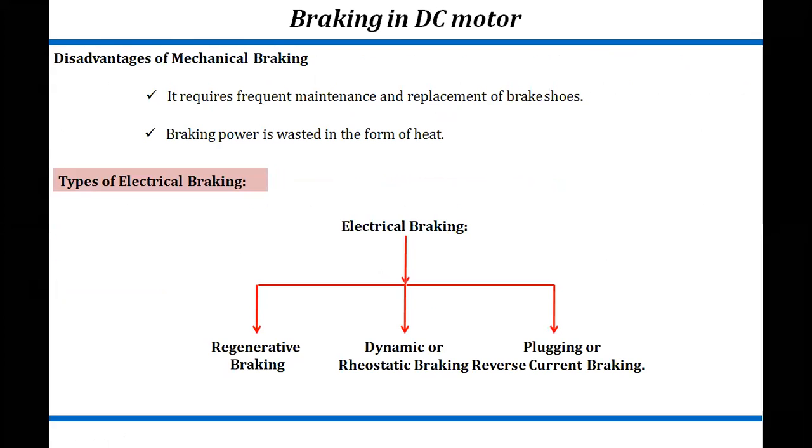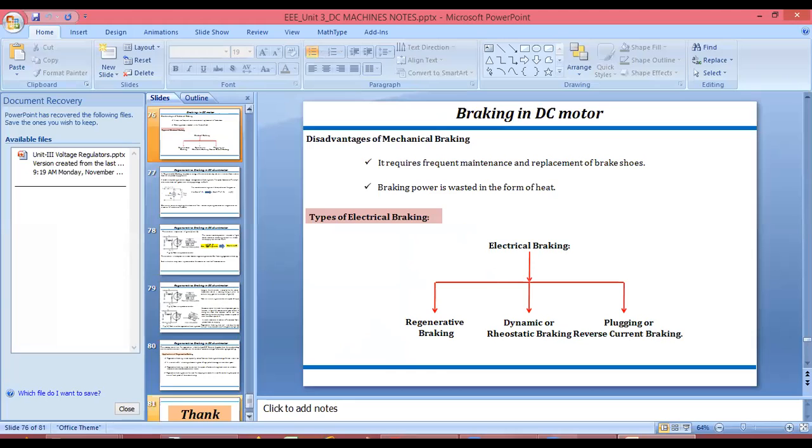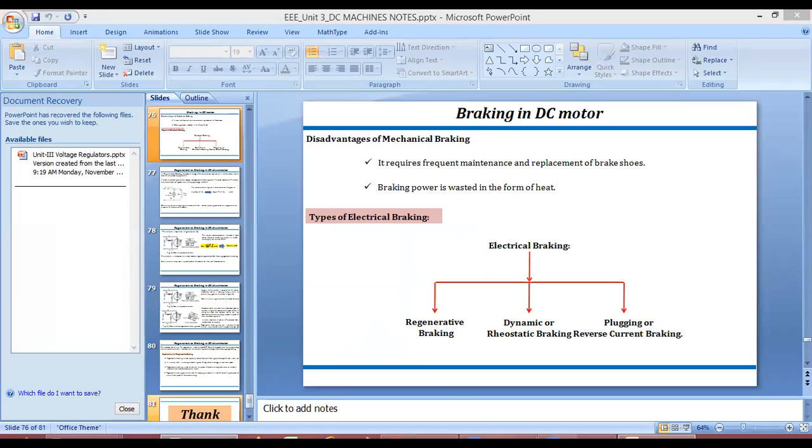But here if you see, there are some disadvantages also. It wastes a larger amount of power in the form of heat, and it requires more frequent maintenance and replacement of the brake shoes. Braking power is wasted in the form of heat. If you see, there are different types of electrical braking, like regenerative braking, dynamic rheostat braking, and plug-in or reverse current braking.